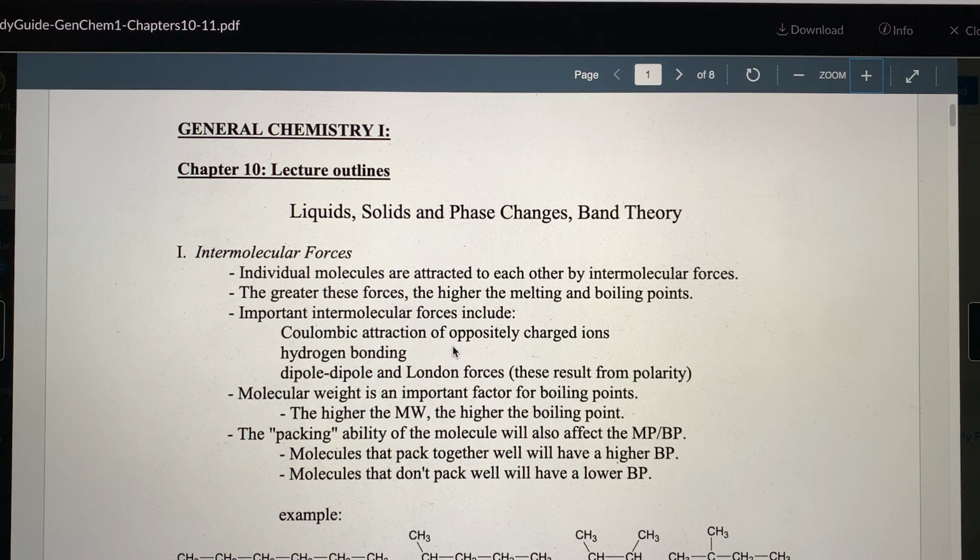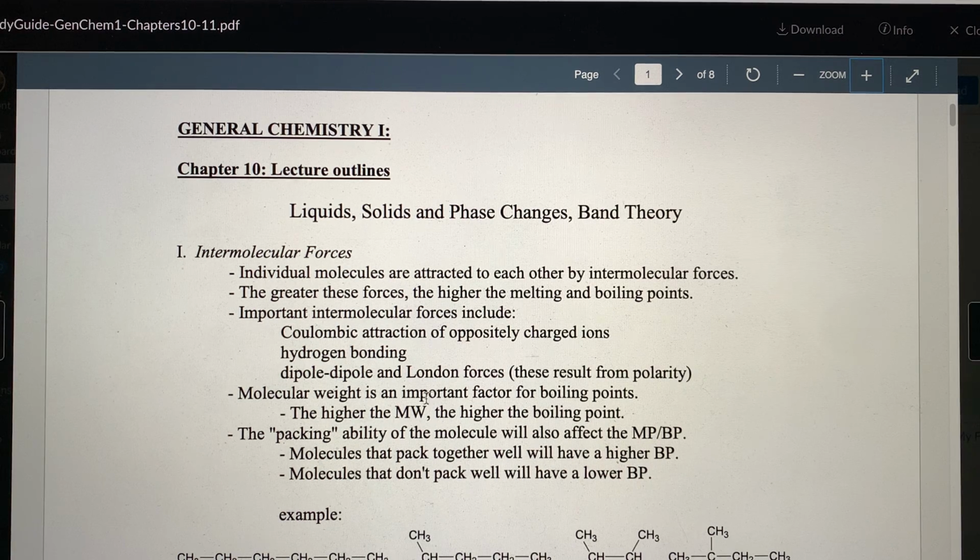Now, don't be confused with sodium hydroxide. Sodium hydroxide, NaOH, has OH, but it's an ionic compound, Na plus and OH minus, so that falls into the Coulombic or ionic intermolecular force.